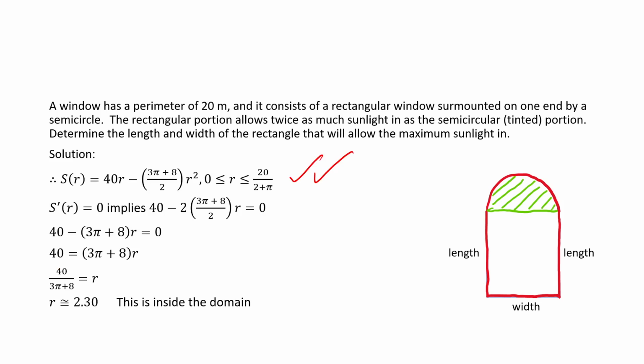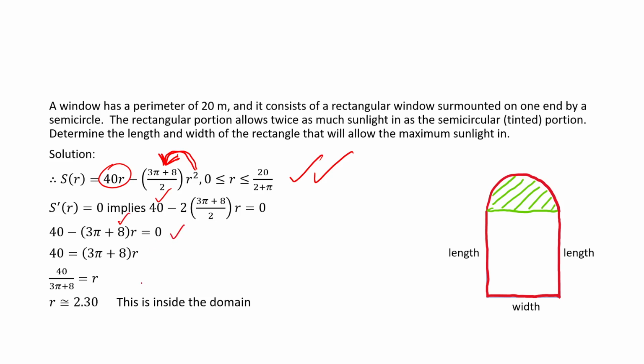Now, setting that first derivative equal to 0 would mean that 40r's derivative would be 40. Multiplying 2 times 3 pi plus 8 over 2, which is what the power rule requires us to do, ultimately just makes that coefficient 3 pi plus 8.